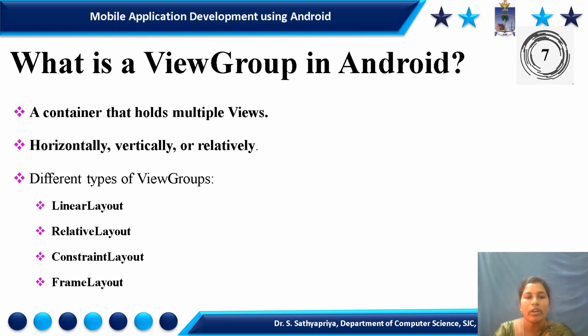that are linear layout, relative layout, constraint layout, and frame layout. Linear layout arranges views in a single row or column. It means horizontal or vertical. Relative layout positions the views relative to each other or the parent container. Constraint layout is a flexible layout that allows complex positioning using constraints. Frame layout is a simple layout where views overlap on top of each other.